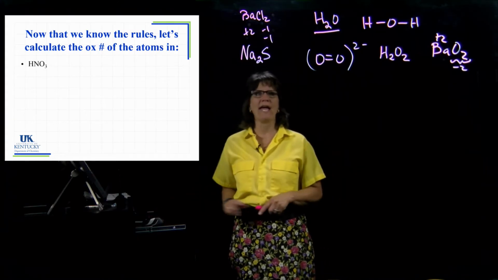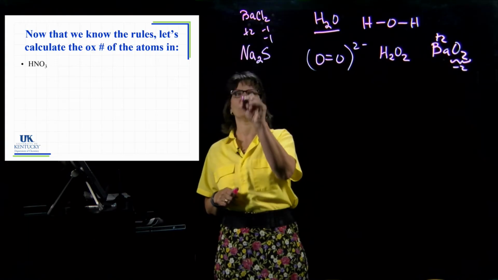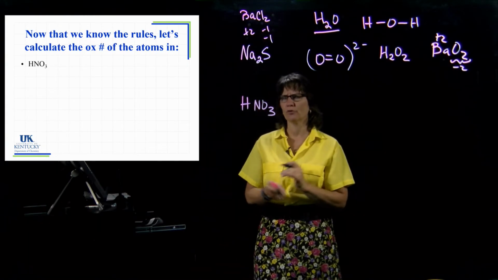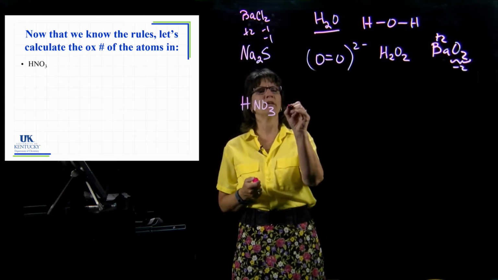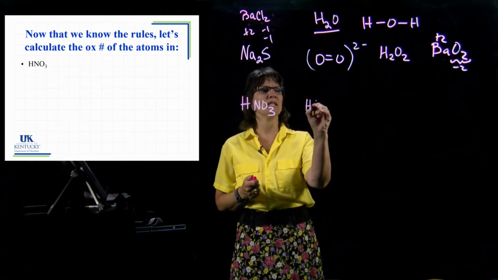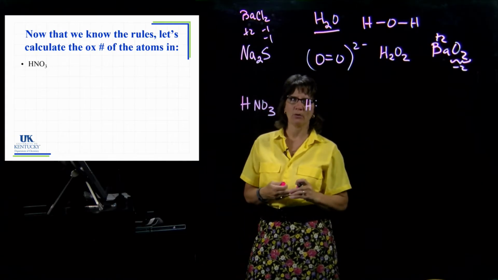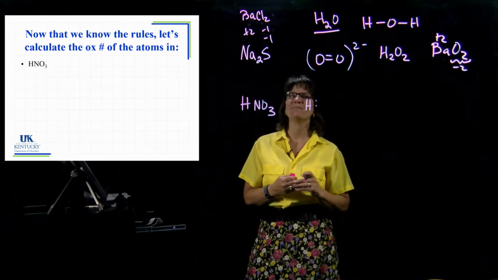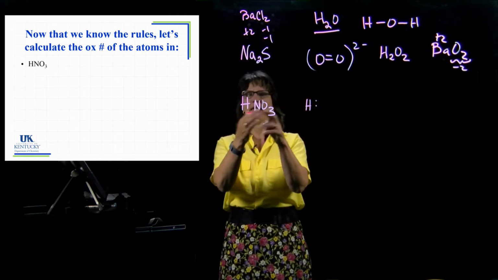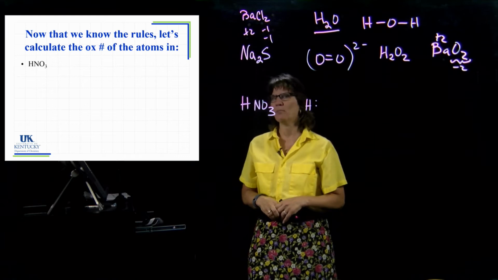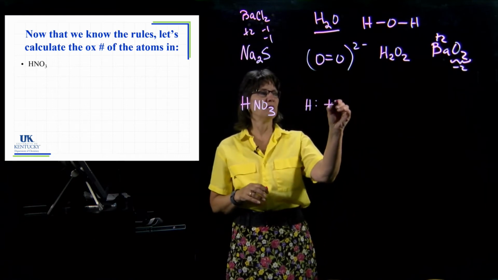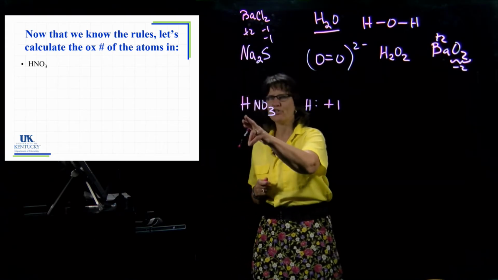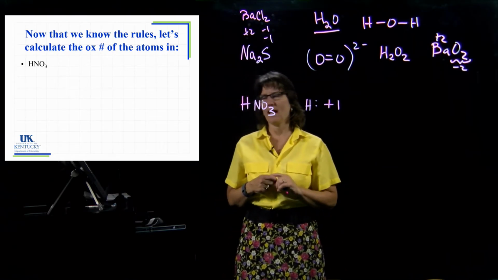So let's work on HNO3 first. HNO3. All right, so we go through and we look at rules. Do we have a rule for hydrogen? Well, yes, we do. The rule for hydrogen is that if it's connected to a metal, it's -1. If it's connected to a non-metal, which is more common, it is +1. Well, nitrogen and oxygen are both non-metals, so that would lead me to believe that it is a +1 oxidation number.